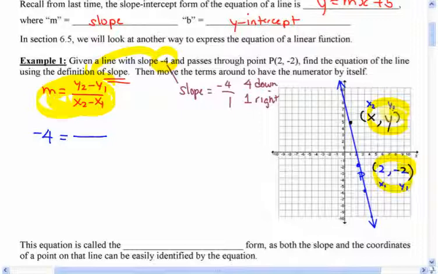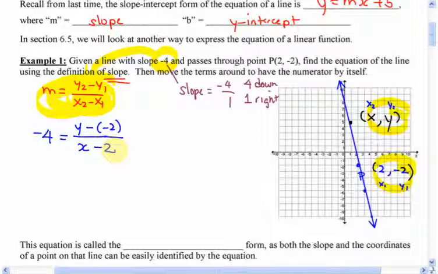So if I were to now ask you to fill in the numbers, y2 represents the letter y, y1 represents negative 2. So let's plug these in as well. Y, take away negative 2. And can someone help me out with the x2 minus x1? What would that be? X minus 2. Good. Okay.